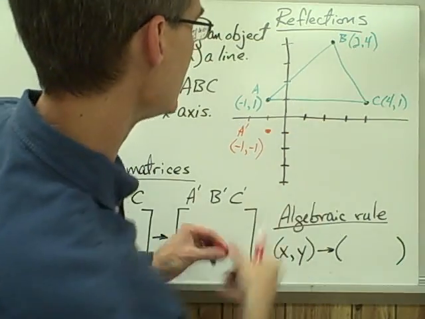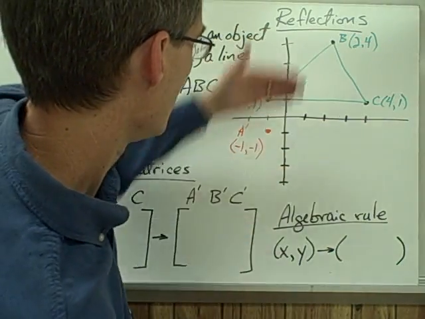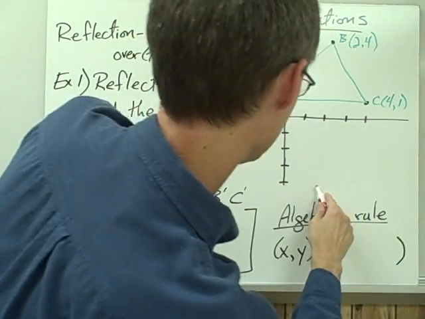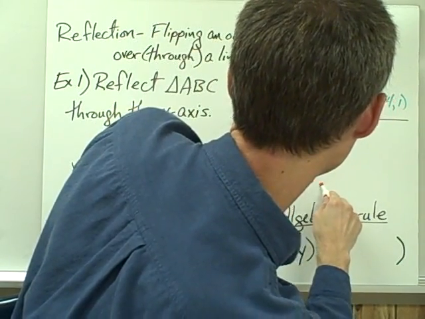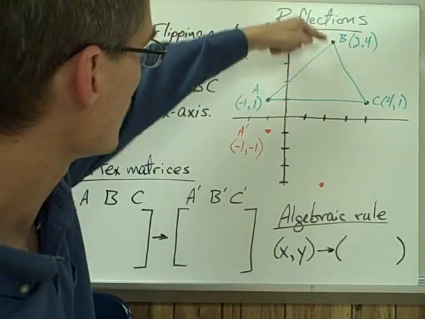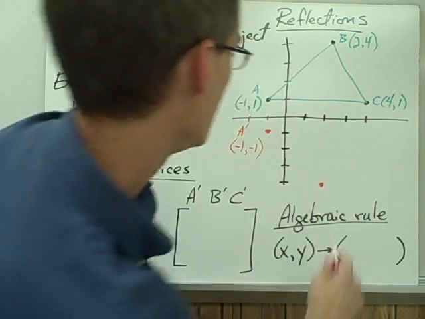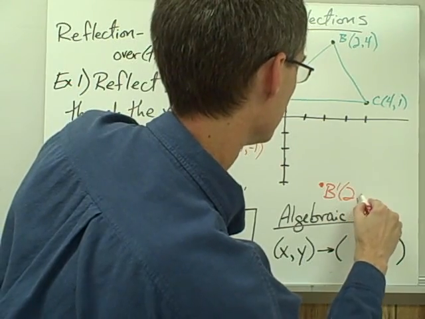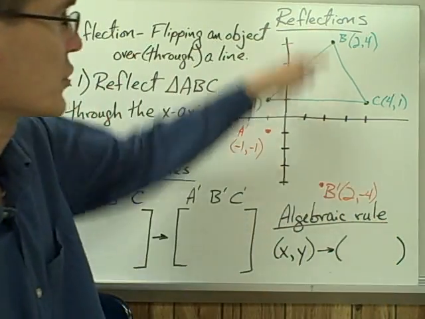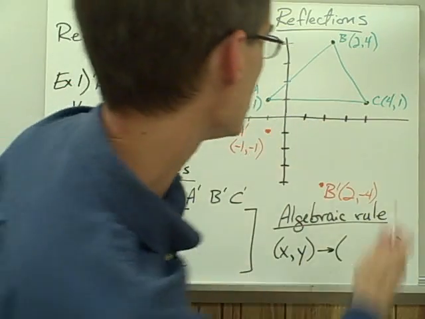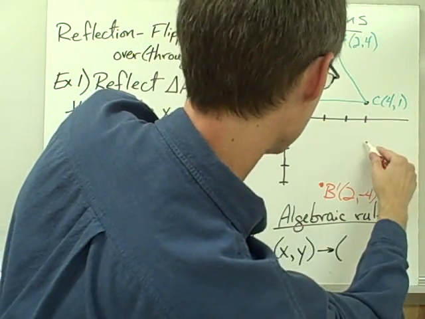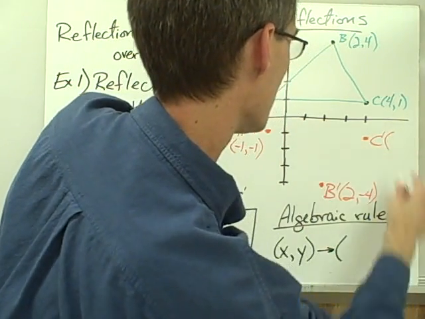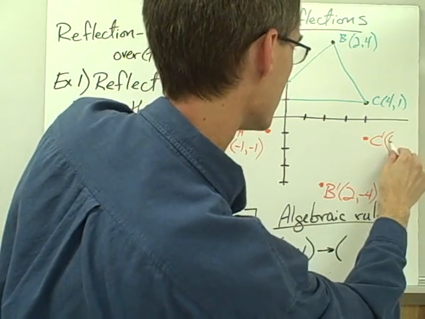If I take point B and I reflect it over the x-axis, that's going to put it right here. So that's going to give it coordinates 2, -4. I'm going to call that B prime. B prime is just the reflection of point B. And then C, we're going to reflect that over the x-axis, and that's going to put our point C prime right here at point 4, -1.